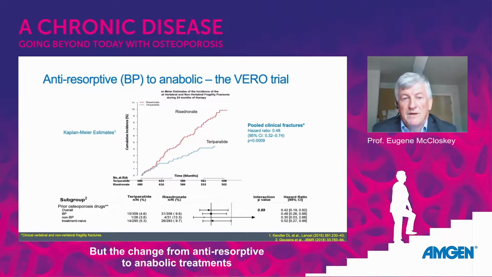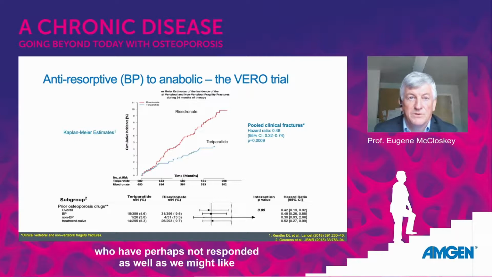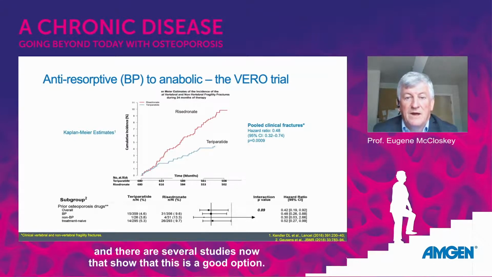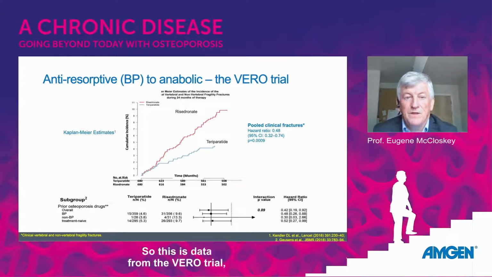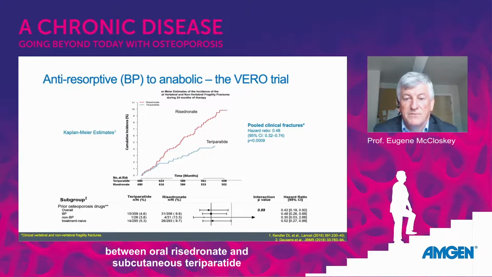But the change from anti-resorptive to anabolic treatments is certainly a sequence that is worth considering in patients who have perhaps not responded as well as we might like. And there are several studies now that show that this is a good option. So this is data from the VERO trial, which was a trial that looked at a comparison between oral risedronate and subcutaneous teriparatide over a 2-year time period.